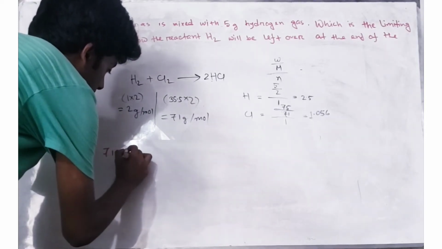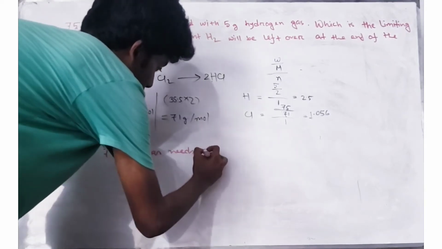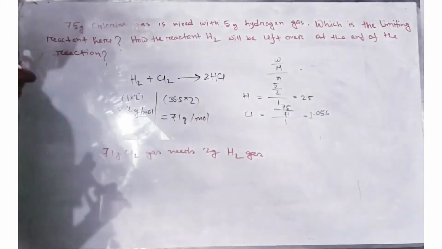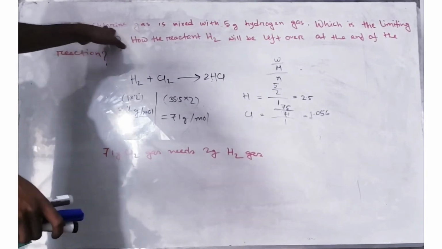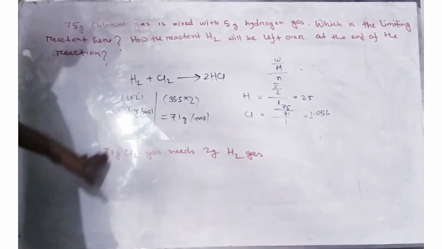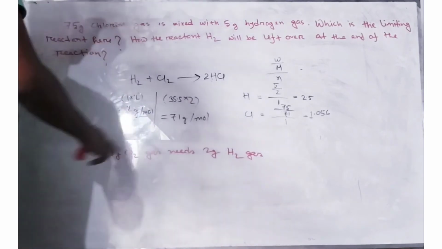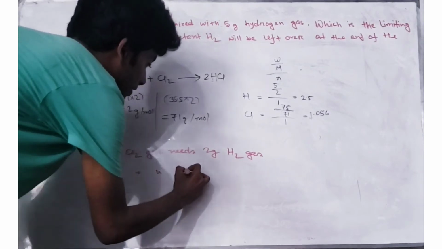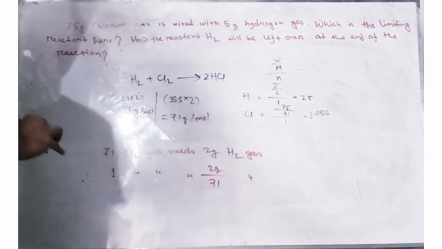71 gram chlorine gas needs 2 gram hydrogen gas. Where do I get it? I get it from that question: 75 gram chlorine gas is mixed with 5 gram hydrogen. If we write the equation, we will get 2 gram, 71 gram. So we got it from this. 1 gram chlorine gas needs 2 by 71 gram hydrogen gas.